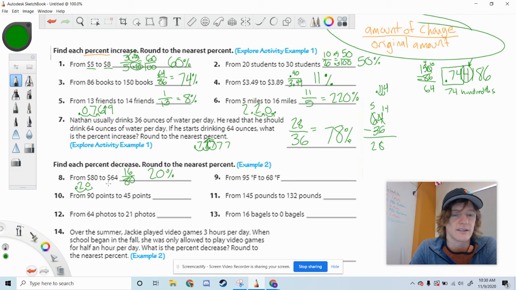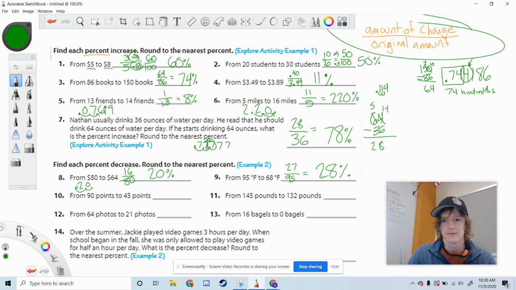We're just going to have to subtract the other way around to figure out what we're changing by. The amount of change is divided by the original amount still. So on this one, we're going from 95 degrees Fahrenheit to 68 degrees Fahrenheit. Well, 95 minus 68, that's a change of 27 degrees. And our original amount was 95. So 27 divided by 95 gives us 0.284. So we move our decimal, 28%.